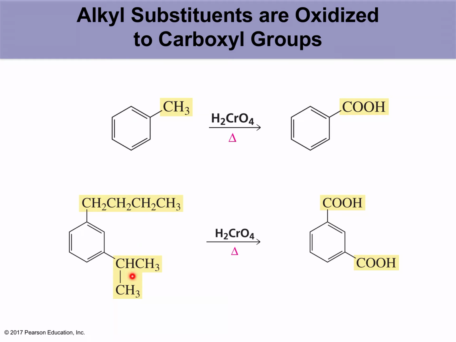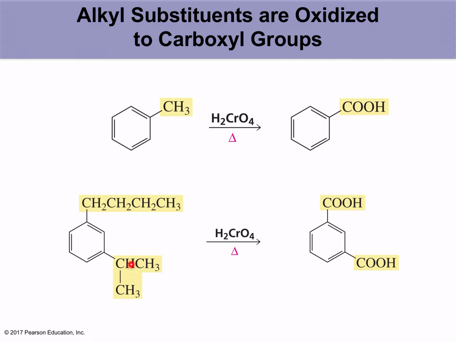Okay, a secondary alkyl group and a primary alkyl group. So it doesn't matter what kind it is. When you heat it up with chromic acid, both of these get chopped and give you carboxylic acids. And this oxidation can be done if the benzylic carbon carries a hydrogen. You see here, this is the benzylic carbon. There are two hydrogens. Benzylic carbon, there is one hydrogen.